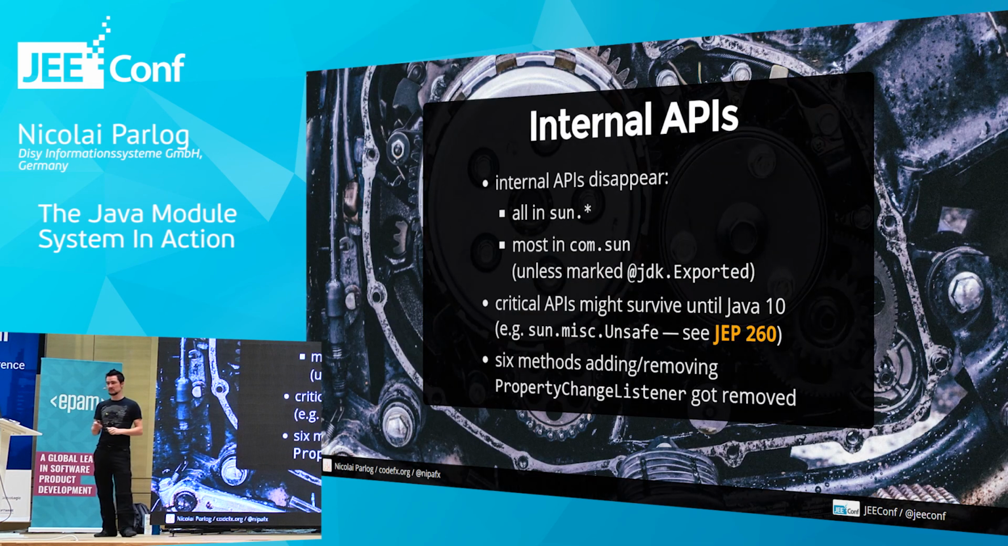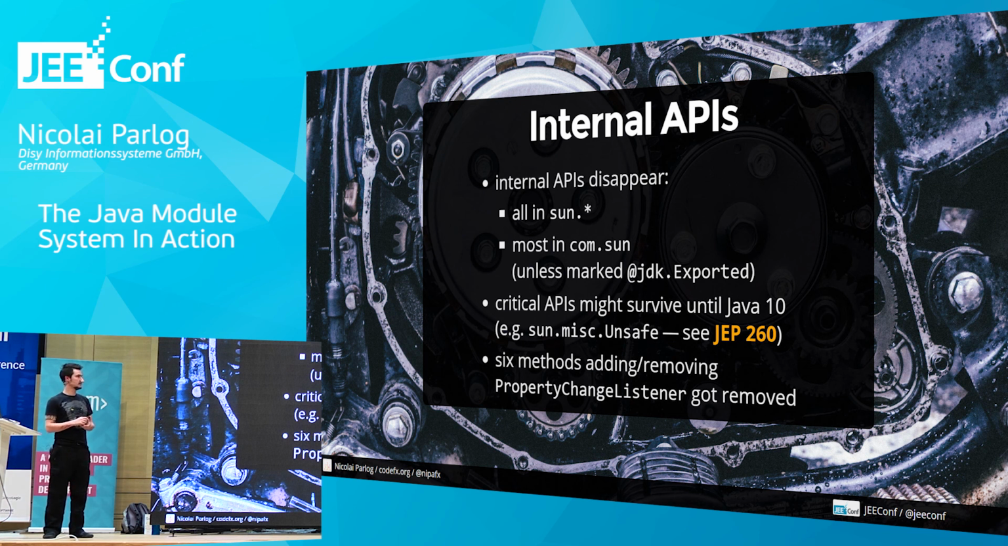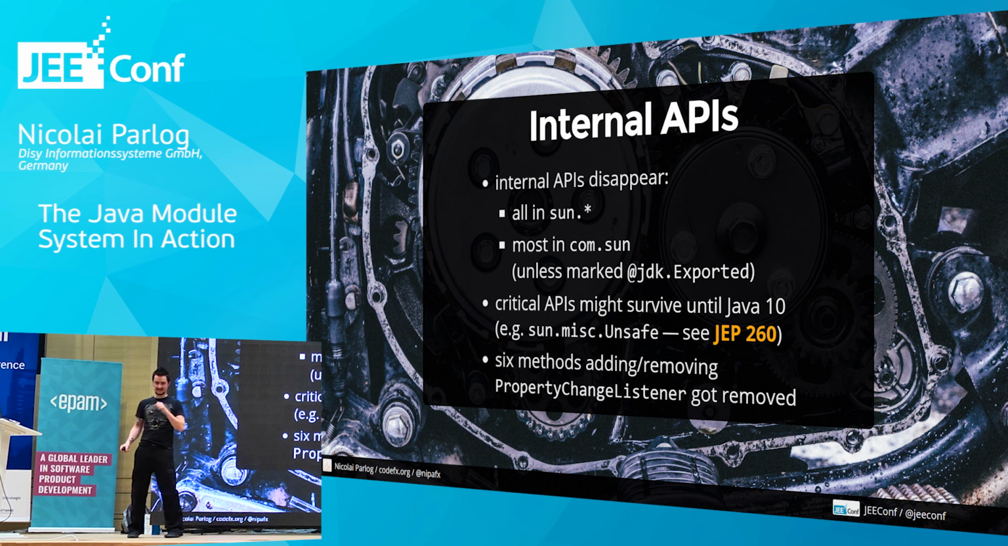So the first and most obvious one is that internal APIs will disappear. Internal APIs are everything that is in sun.*, and most that is in com.sun.*, unless it's annotated. But as we said earlier, some things might survive. Check JEP 260 whether the stuff you're using or your dependencies are using is one of them. And there are actually some methods which are going to go away, just like that. I don't know whether they were even deprecated, but they had to go because they were in the way of modularizing the JDK, since they introduced some circular dependencies, so they decided to remove them. But apparently nobody uses them.